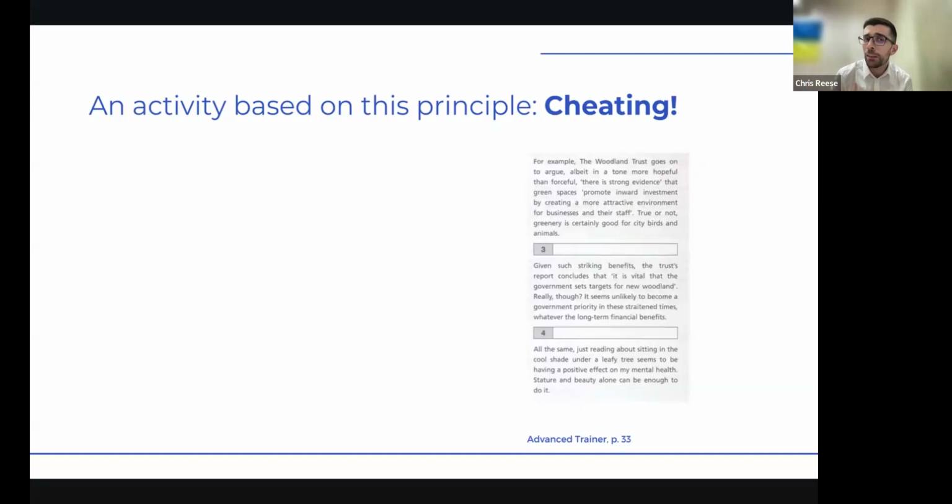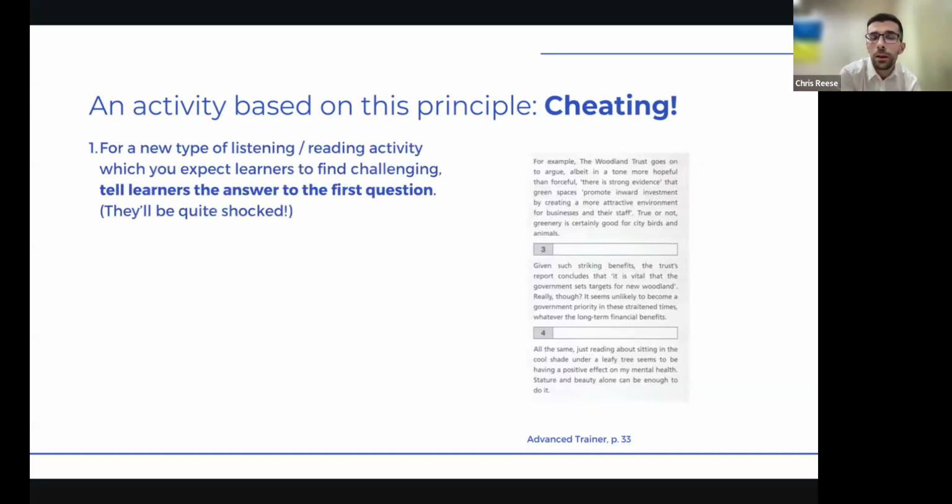Now, asking a lot of ICQs is probably not going to help them do this task better. So instead, we're going to follow a few steps. First, if it's a new type of activity, what we might do instead is tell them the answer to number one. We're cheating. Let's just go full out. Cheat. Give them the answers. Why not? They'll be pretty shocked by this, especially if you don't do it very much. Teenagers tend to like it, though.